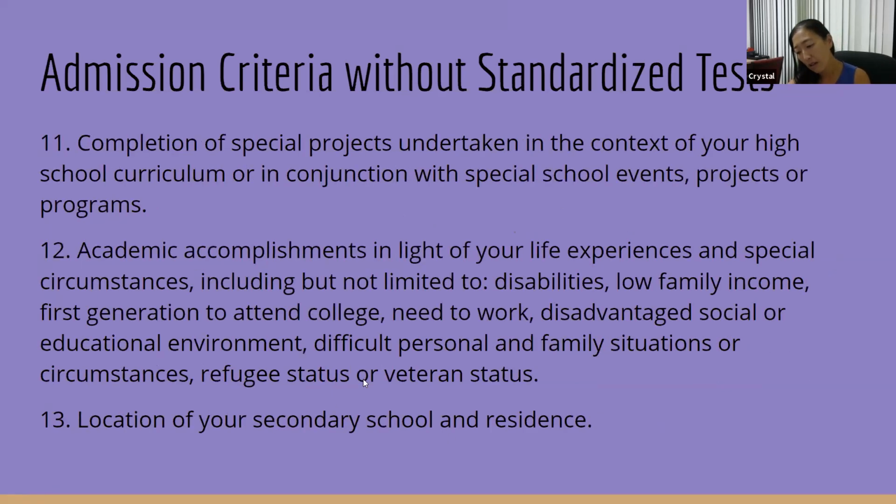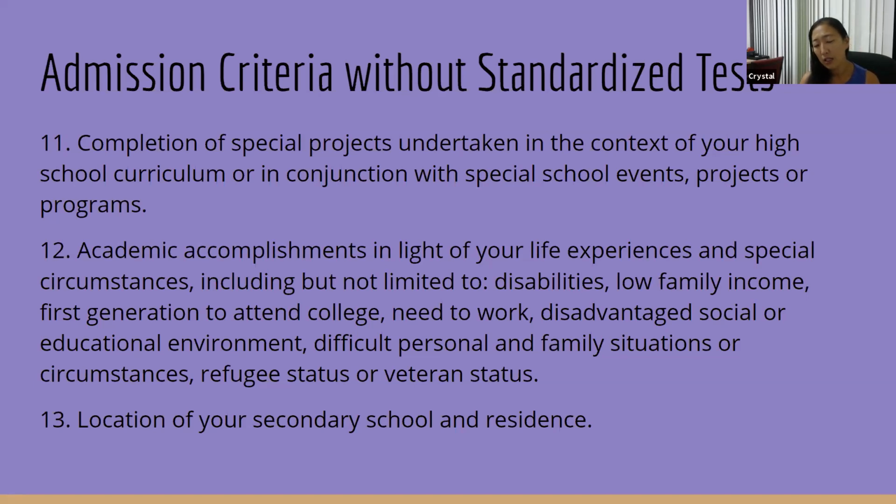And then rounding it out, completion of special projects within the context, again, of your high school. So special projects in general, if you're doing things in the community or if you're doing things with professors, but also what you've done within your school, considering what's available. Number 12, academic accomplishments in light of your life experiences and any special circumstances. So when we mentioned admissions and how they highlighted specific ethnic groups, low income, first generation, that's what they're talking about in the life experience section.